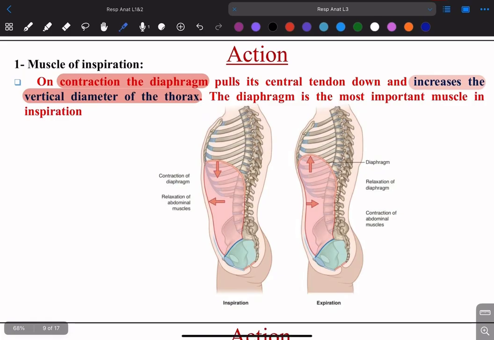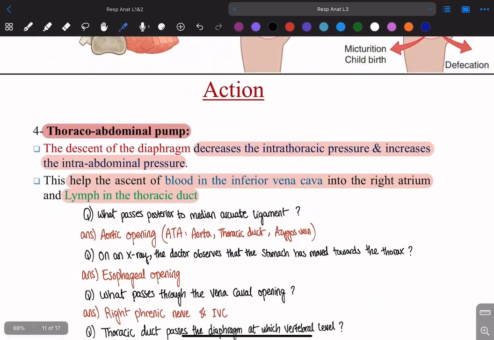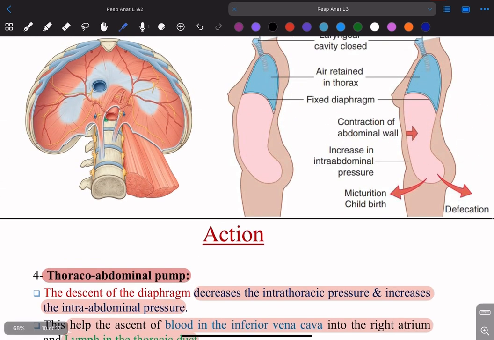So here we said the diaphragm contracts and goes down, the vertical diameter of the thorax increases, and the pressure in the abdominal cavity increases. Okay, the pressure increases. What happens? The lymph and blood go up, against gravity. So this is known as the thoraco-abdominal pump. Okay, so these are the three actions of the diaphragm.